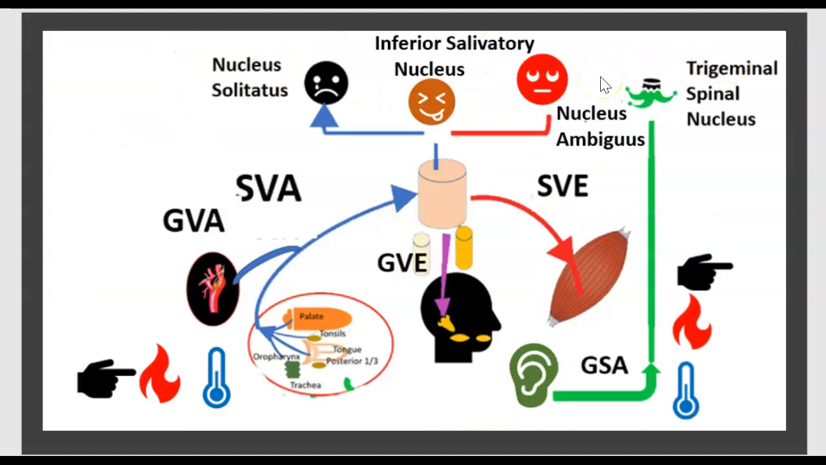4 nuclei, 2 efferents: from the inferior salivatory nucleus to the parotid gland, and from the nucleus ambiguus to the stylopharyngeus muscle. 3 afferents. The first one, GSA to the trigeminal spinal nucleus, GVA and SVA to the nucleus solitarius.